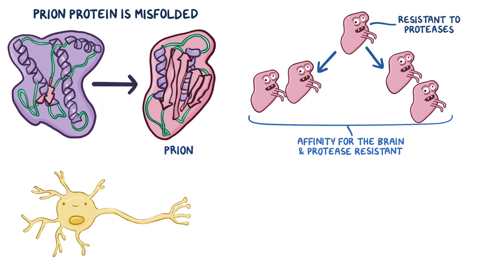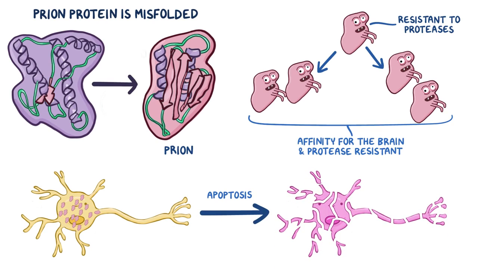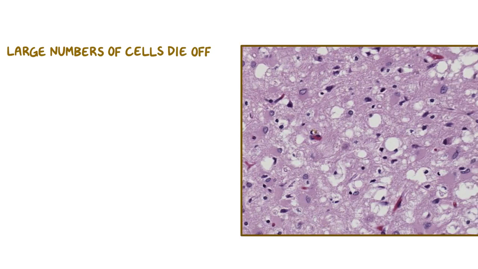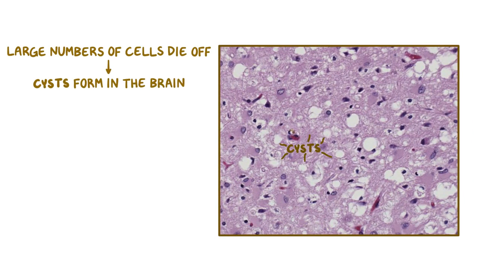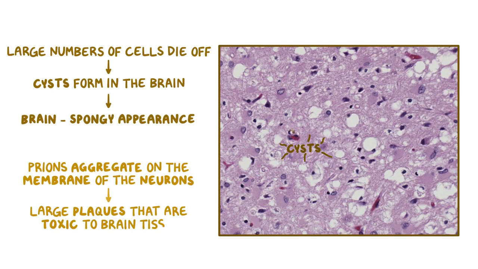These misfolded prions accumulate within the cell and trigger apoptosis, which is programmed cell death. This is done with the help of 14-3-3 protein, which is an intracellular protein that promotes apoptosis. When large numbers of cells start to die off, cysts start to form in the brain, and over time this gives the brain its spongy appearance. Additionally, the prions aggregate together on the membrane of the neurons, forming large plaques that are toxic to brain tissue.